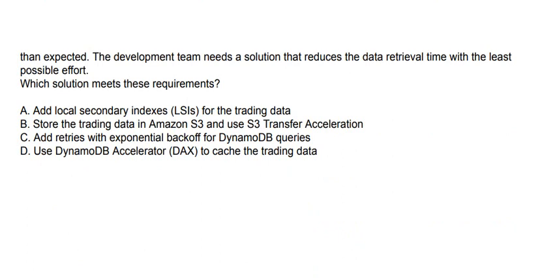Option A, add local secondary indexes for the trading data. Option B, store the trading data in Amazon S3 and use S3 Transfer Acceleration. Option C, add retries with exponential backoff for DynamoDB queries. And option D, use DynamoDB Accelerator to cache the trading data. The correct answer is option D.